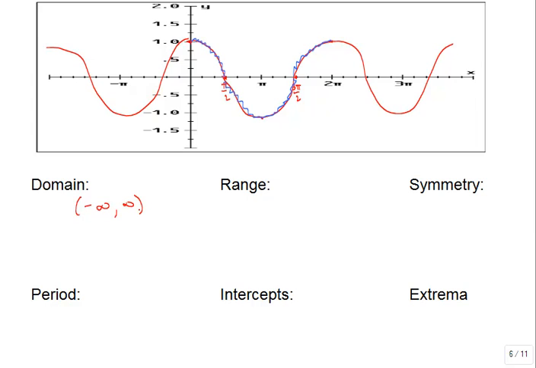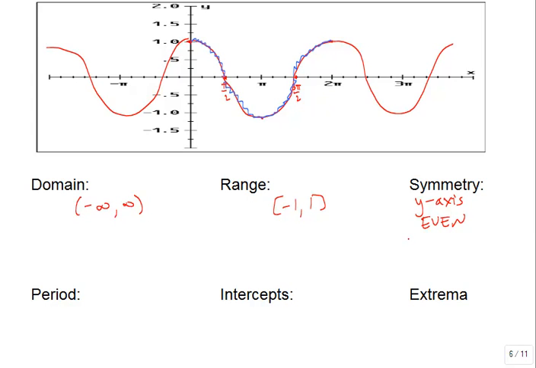What would be my range? My graph only goes as low as -1 and as high as 1. That's because of that unit circle. What kind of symmetry does this have? Well, if you take a look at this graph, you can reflect this whole graph over that y-axis and get the same graph on the other side. So this is symmetric with respect to the y-axis, which we also know as being an even function.